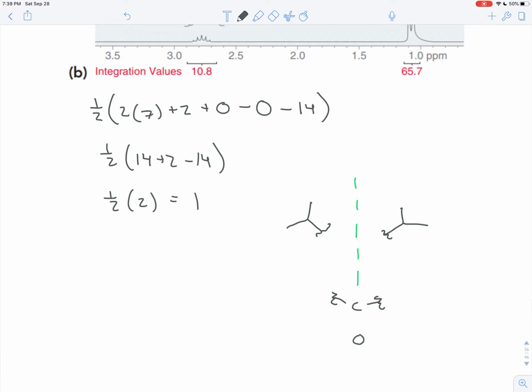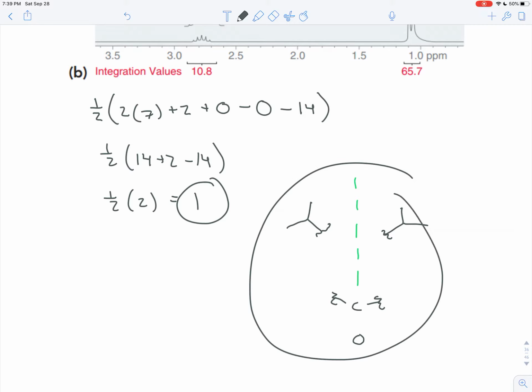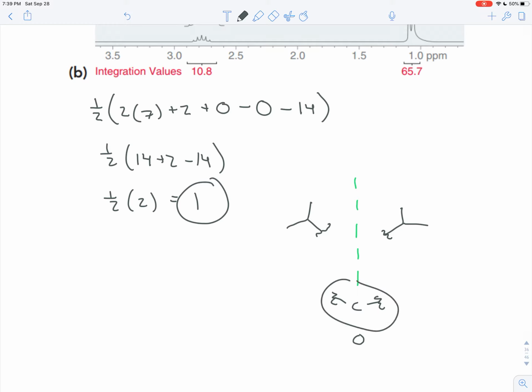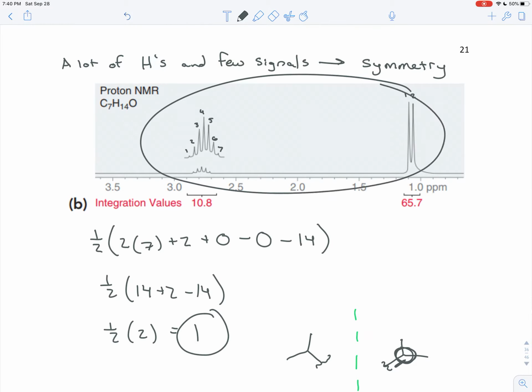So now we have to think about how we would attach the oxygen to the rest of the molecule. So we have 1 in the index of hydrogen deficiency. That means we either have a ring or we have a double bond. Based on these pieces, it does not look like we have a ring, so we probably have a double bond. But we can't form a double bond between this carbon and one of these branches, because if we formed a double bond here, for example, that would take this hydrogen away, and that would take away the splitting pattern.